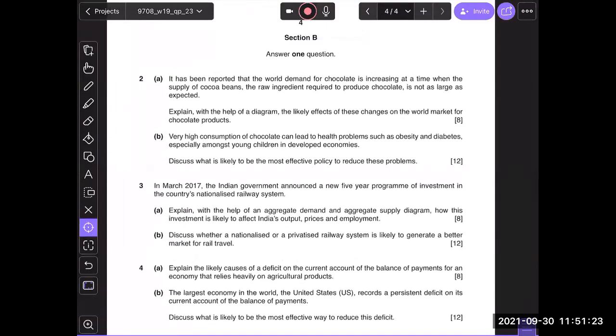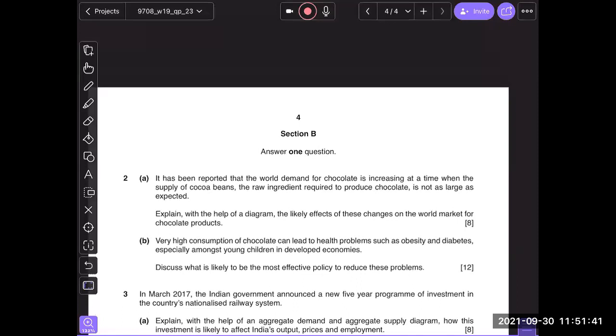It has been reported that the world demand for chocolate is increasing at a time when the supply of cocoa beans, the raw ingredient required to produce chocolate, is not as large as expected. With the help of a diagram, explain the likely effects of these changes on the world market. So, guys, we can draw the diagram, and then I can tell you the outline in 1 minute.